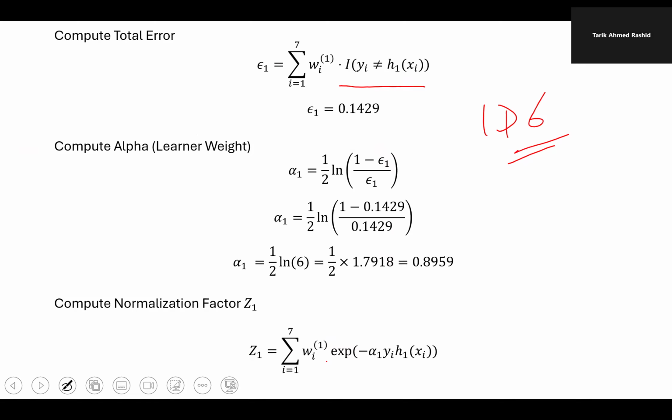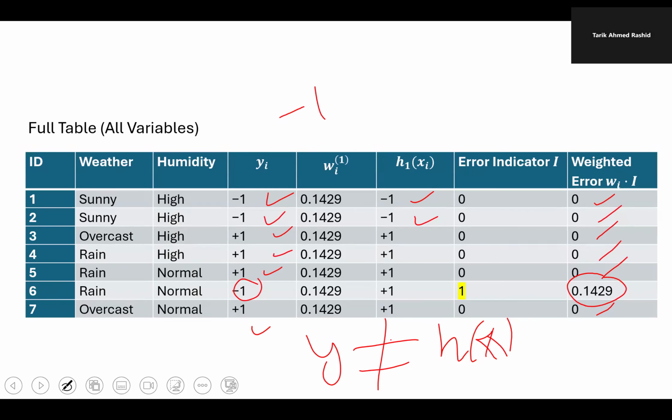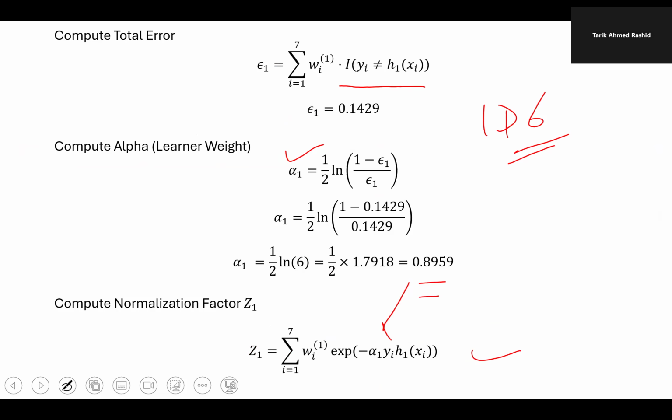So we found the error, plug it into this equation so that we can find alpha, the coefficient. Alpha was found to be 0.8959. Now we try to get the normalization with this formula. This is alpha that you have, plug it in. This is hx, you have it, and you have the y, which is the target. We plug them in, and we will try to find z for the first iteration.